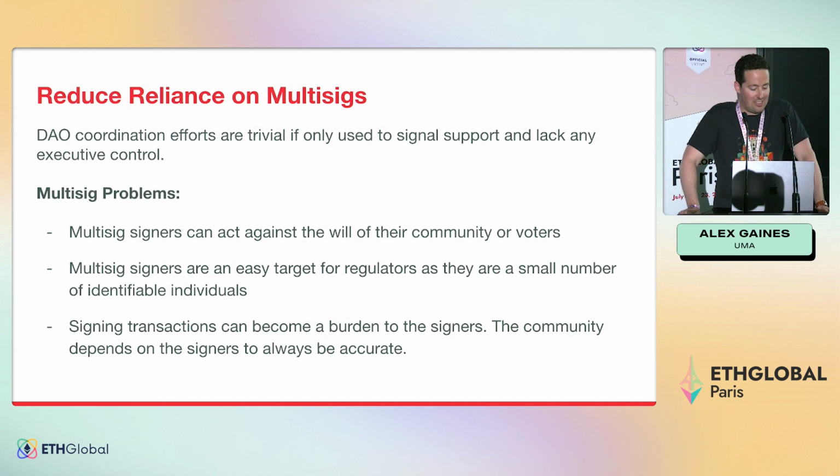And the last thing is the burden of signing multisig transactions. It's not fun. I always ask what the process is for multisig signers to review transactions, and they kind of laugh at me, because I don't think the review process is really there. There's a lot of trust involved, and they typically just trust whoever is asking them to sign that transaction. The problem with that is the community depends on these signers to always be accurate. It only takes one transaction signed wrong with the multisig for the DAO to go down.